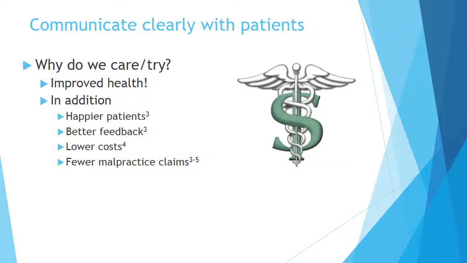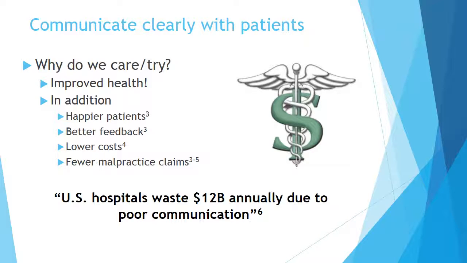In the long run, when you communicate clearly, all of these add up to lower costs and, yes, fewer malpractice claims. We wasted $12 billion annually because of poor communications and the related costs. That's a lot of money we could save. Any questions up till now?